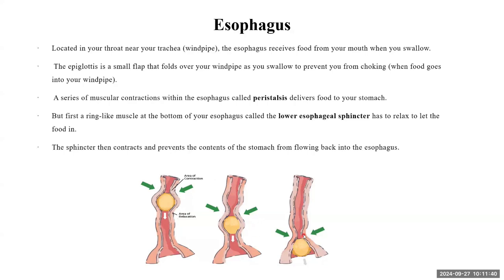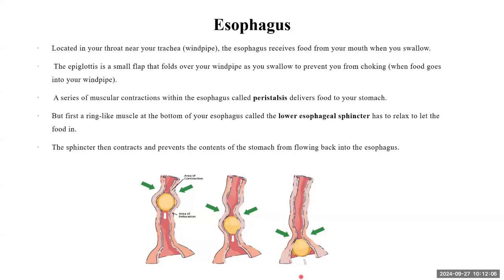The opening of the stomach is called a sphincter. There are two sphincters in the stomach. One is the sphincter that receives food from our mouth through the esophagus. The other one is the pyloric sphincter, through which food exits the stomach and goes into our intestines, or the duodenum, the first part of the intestine.